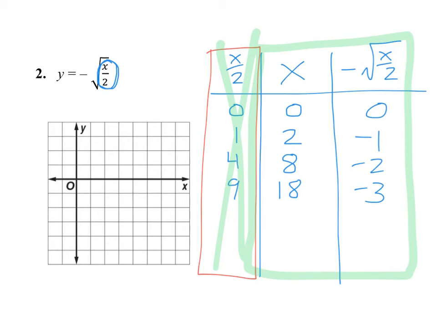Okay, so 0, 0. Then notice this one goes down. 2, negative 1. The reason it goes down is there's a negative in front of the radical. 8, negative 2. Does that fit? Just barely. 8, negative 2 is down here. So it's like an upside down square root.